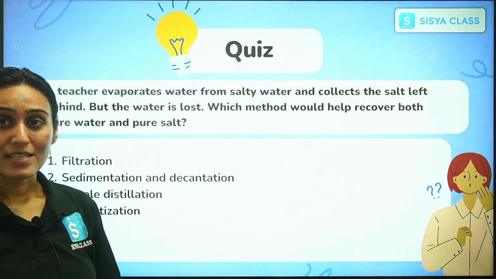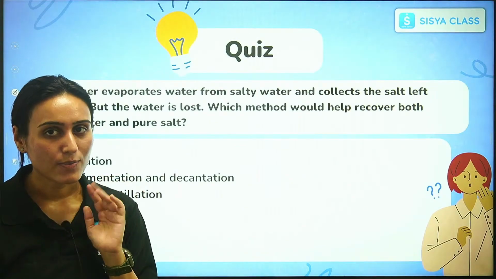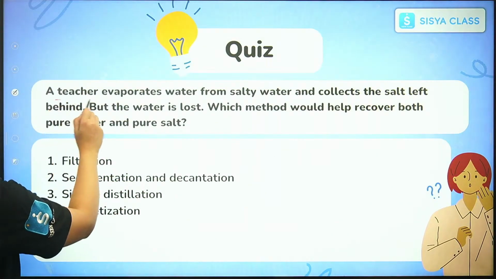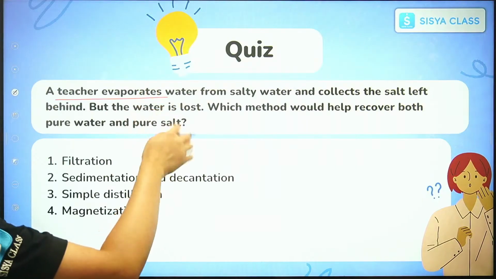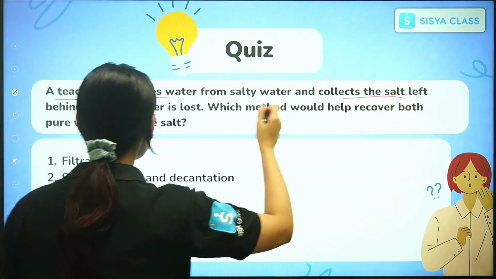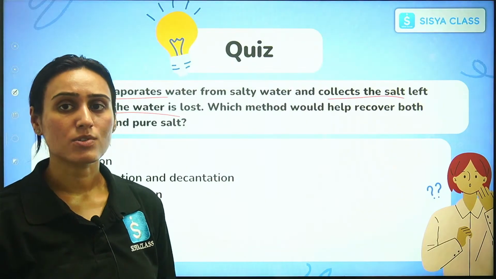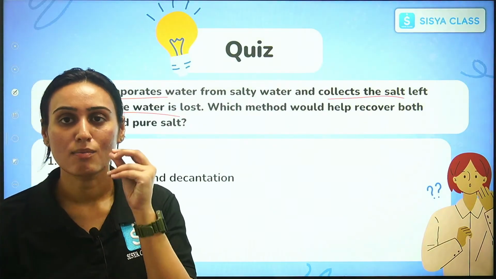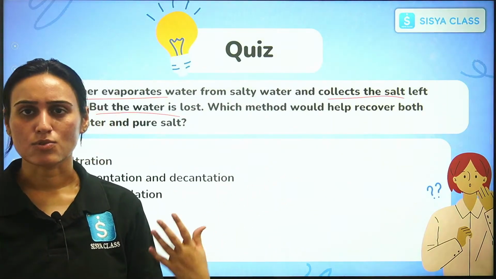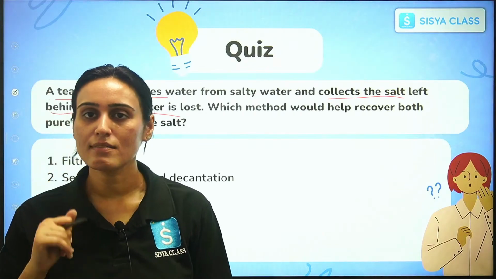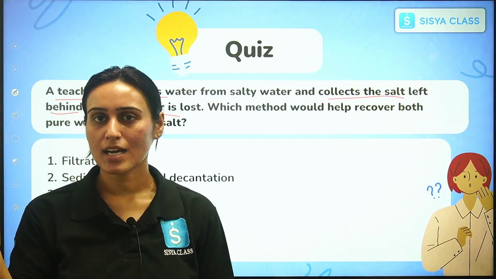See another question. You have done this just now. I hope you can answer it. A teacher evaporates water from the salty water and collects the salt left behind, but the water is lost. Which method can we use so that we get salt and water both? We can collect the salt, no issues. But how to collect that water? You have learned that today. You can do evaporation, condensation both.